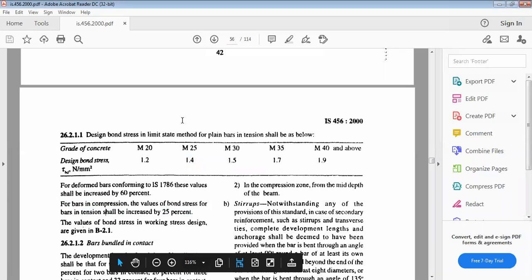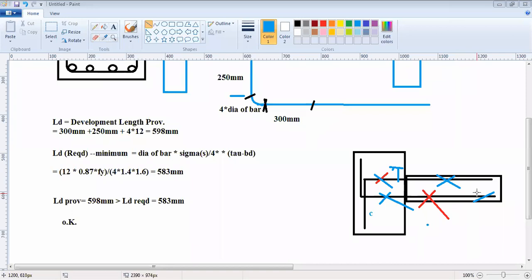But it's actually the reverse. It's actually reverse, meaning that the bar in tension is actually in compression at the support, and the bar in compression is actually in tension at the support. That's why the code is saying that in compression you have to take 25% more, because the concrete is actually weak in tension. So don't get confused about why in compression the development length to be provided is more. So this was about the development length.